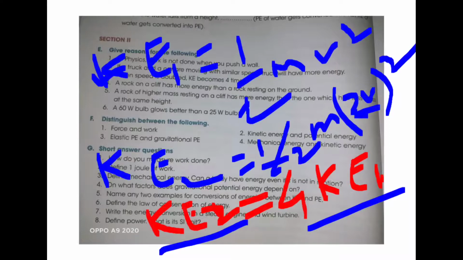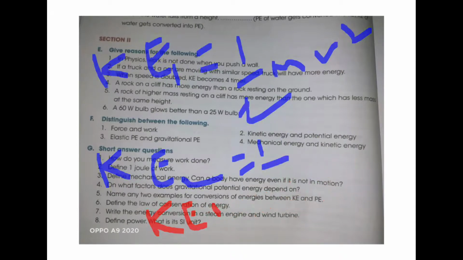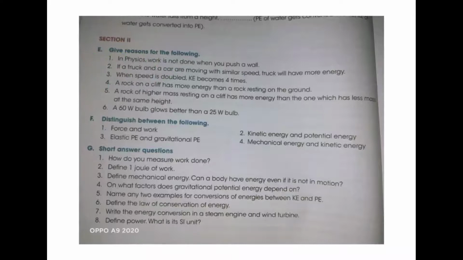Okay, question number 3, the answer is this one. So you will just pause your video and copy this. Right, next question we have here. A rock on a cliff has more energy than a rock resting on the ground. So you will say the potential energy of a rock on a cliff is more than the rock resting on the ground. Next question we have number 5.